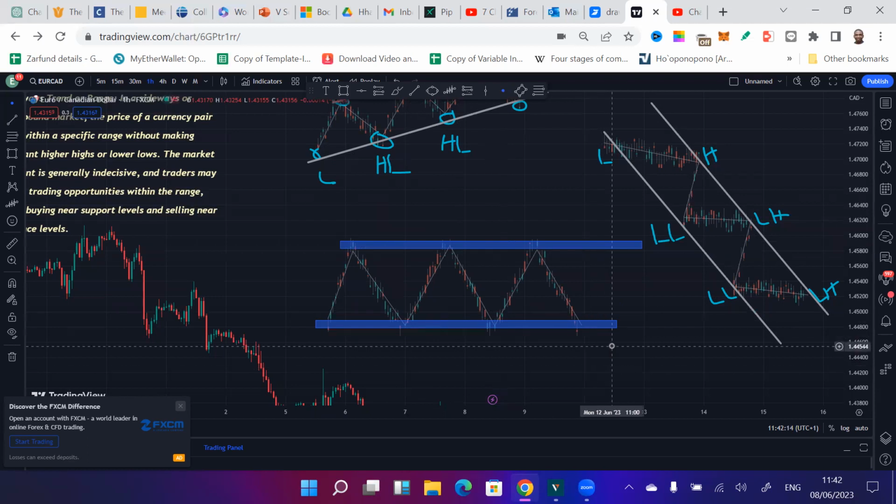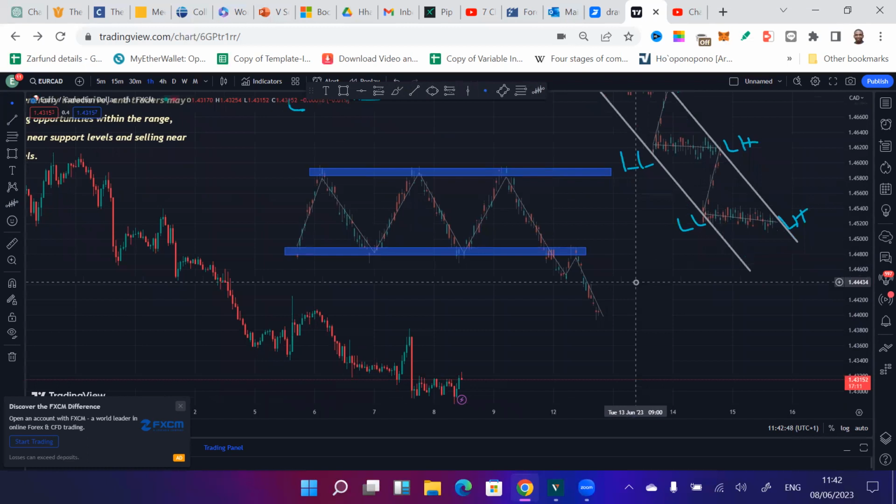The only challenge here is that you may not know when that breakout is going to be. You may enter here to buy because it has gotten to the support, the floor, and that's when it now breaks out. Whatever happens, there's always going to be a breakout at some point, but you don't know when.